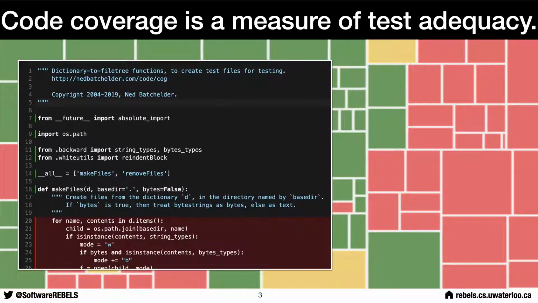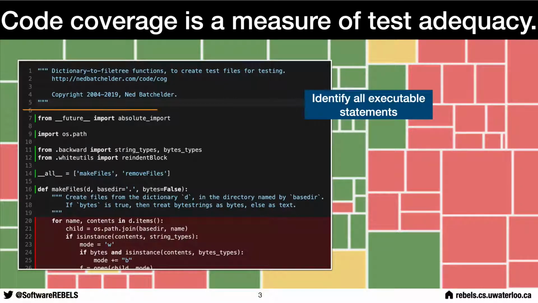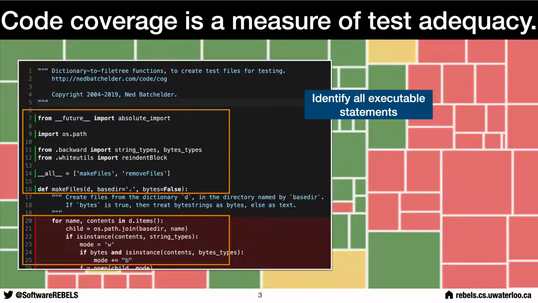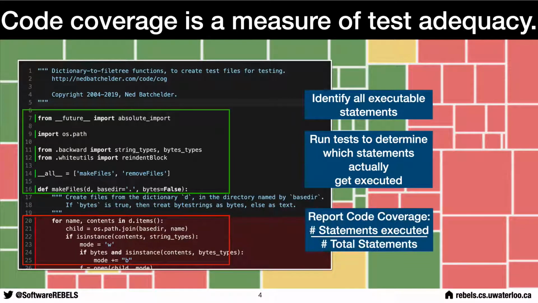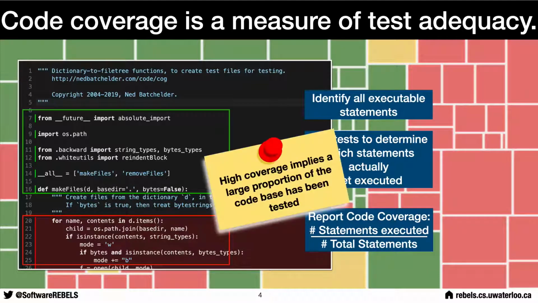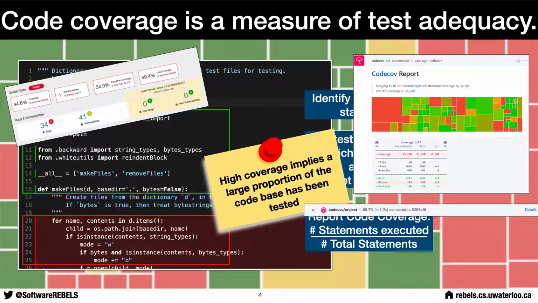Consider this piece of source code. Coverage tools work by identifying all executable statements in your source code. Then, they run the test suite to determine which statements get executed. Finally, code coverage is reported as the percentage of statements that get executed. High coverage implies that a large proportion of the code base has been tested. Thus, coverage is often used as a quality gate in continuous integration pipelines.